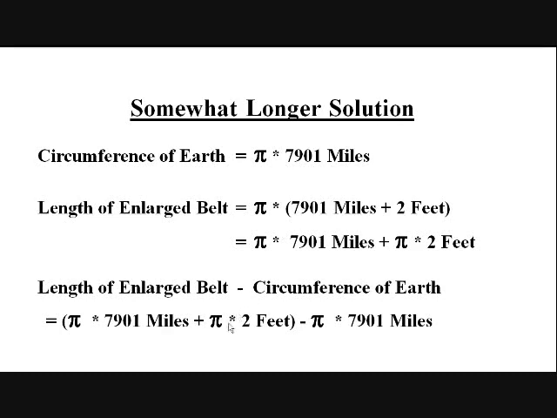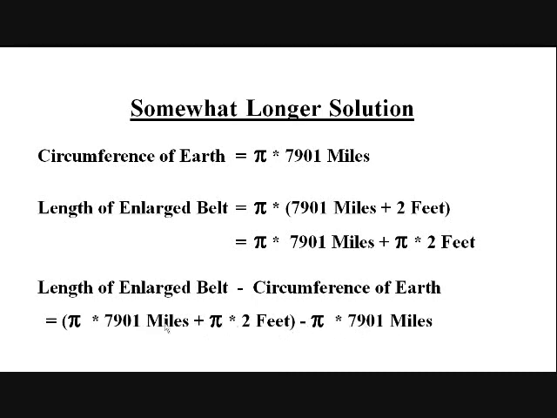And the thing to notice here is we've got some really big numbers floating around, right? Pi times 7,901 miles. That's the circumference of the Earth. That's the distance around the equator. It's like 25,000 miles or something. It's way up there. It's really big. But the neat thing here is that this distance is exactly the same as this distance.